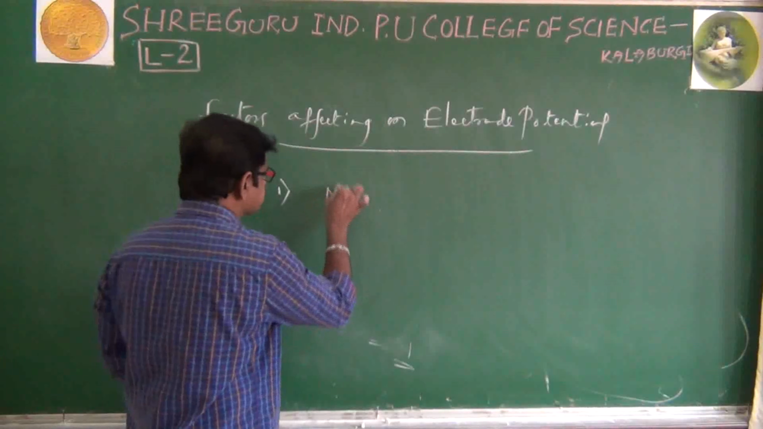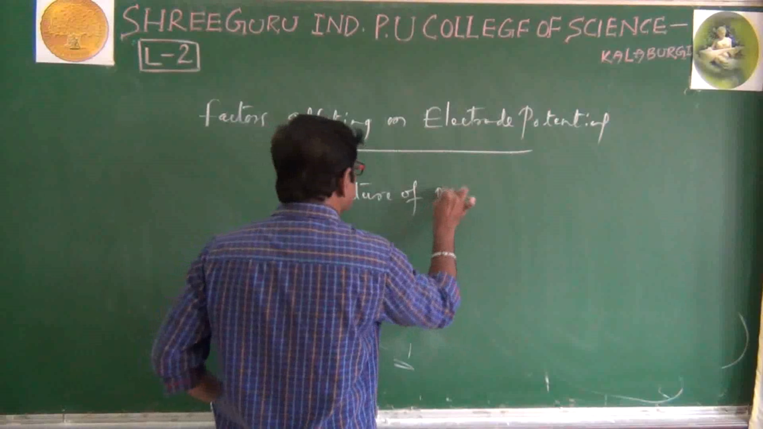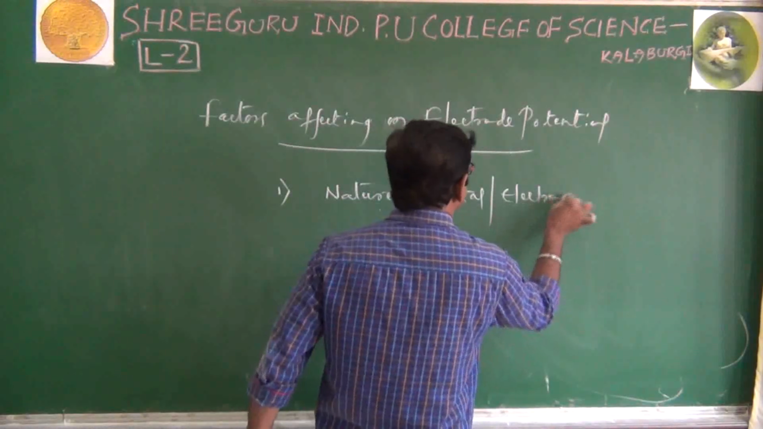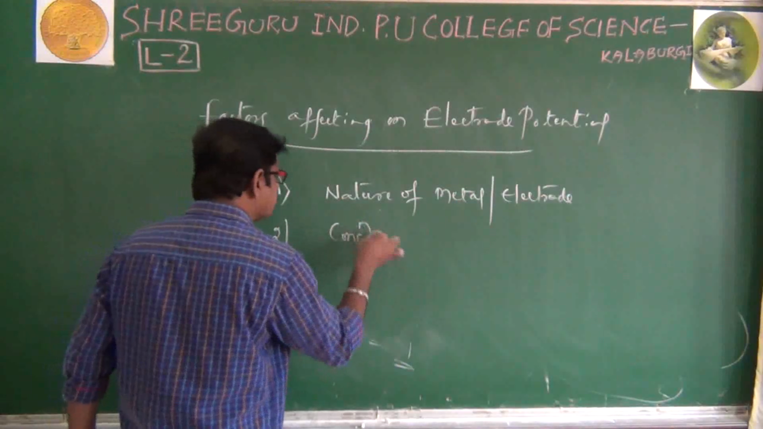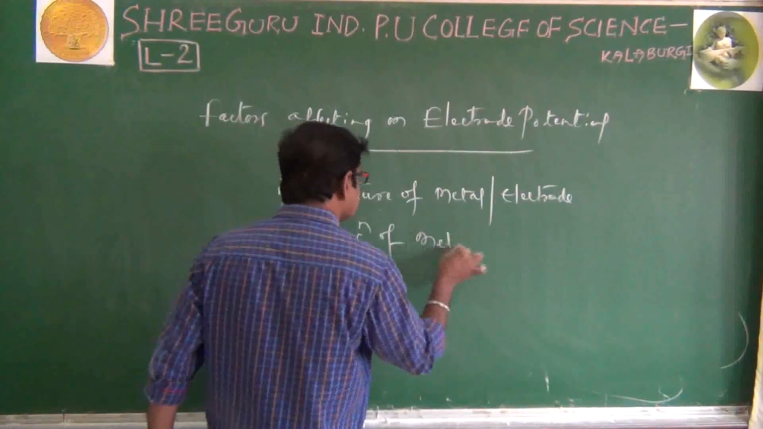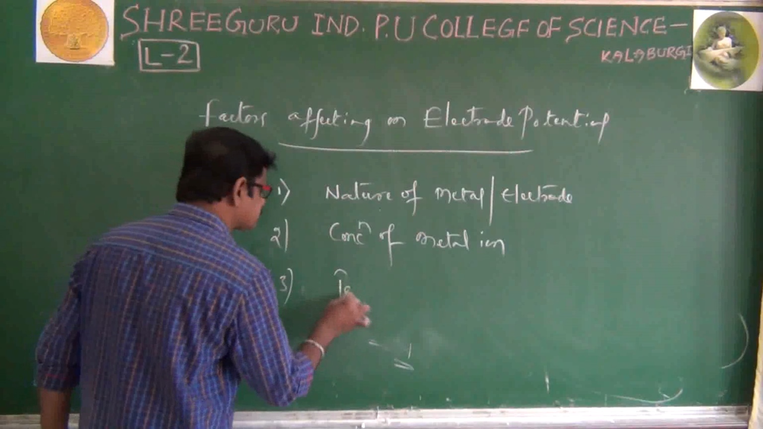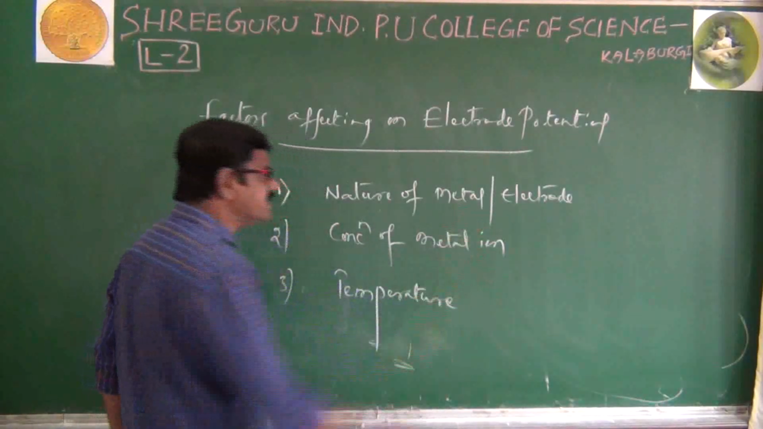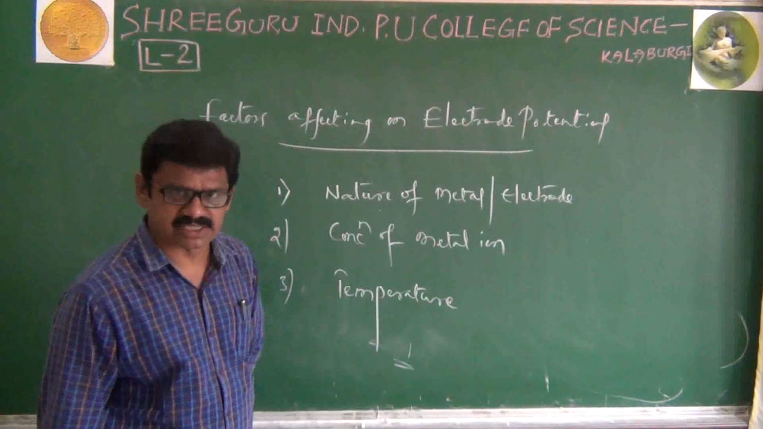One is nature of metal or electrode, of course. And the second one is concentration of metal ion. And the third one is temperature. These three factors will influence electrode potential.